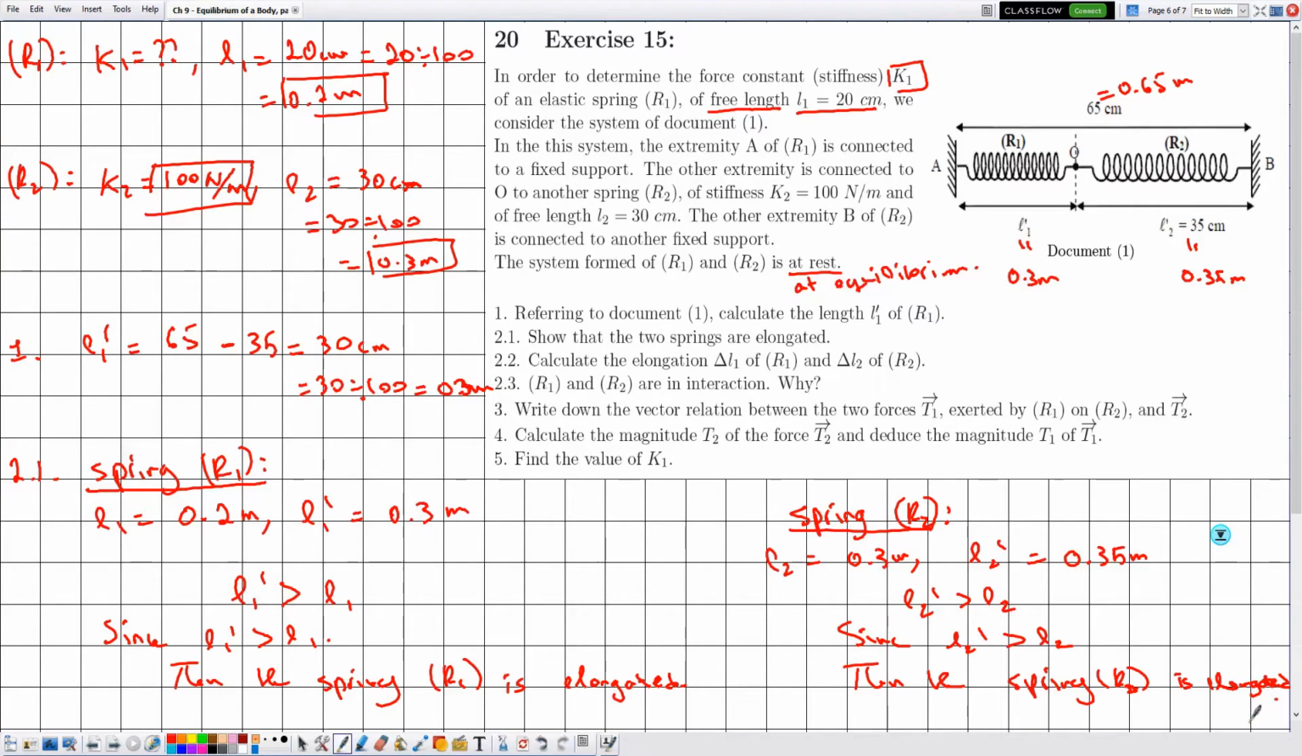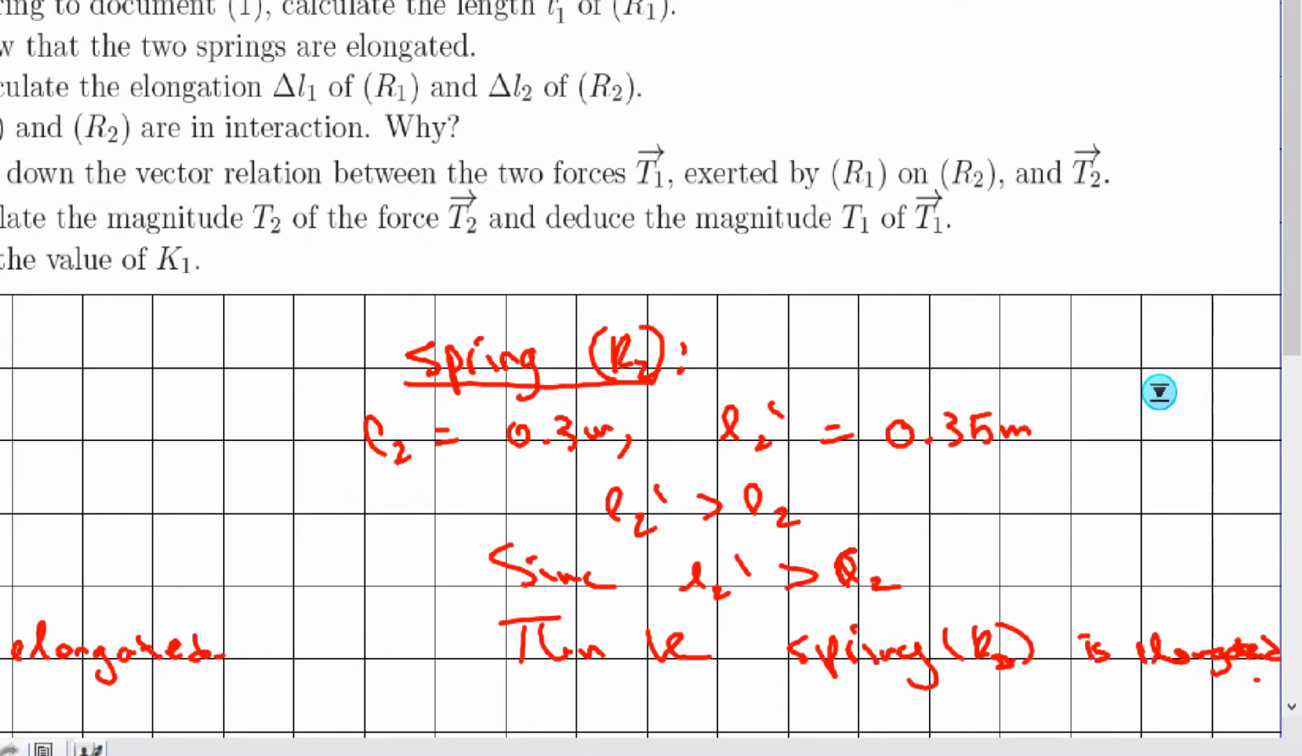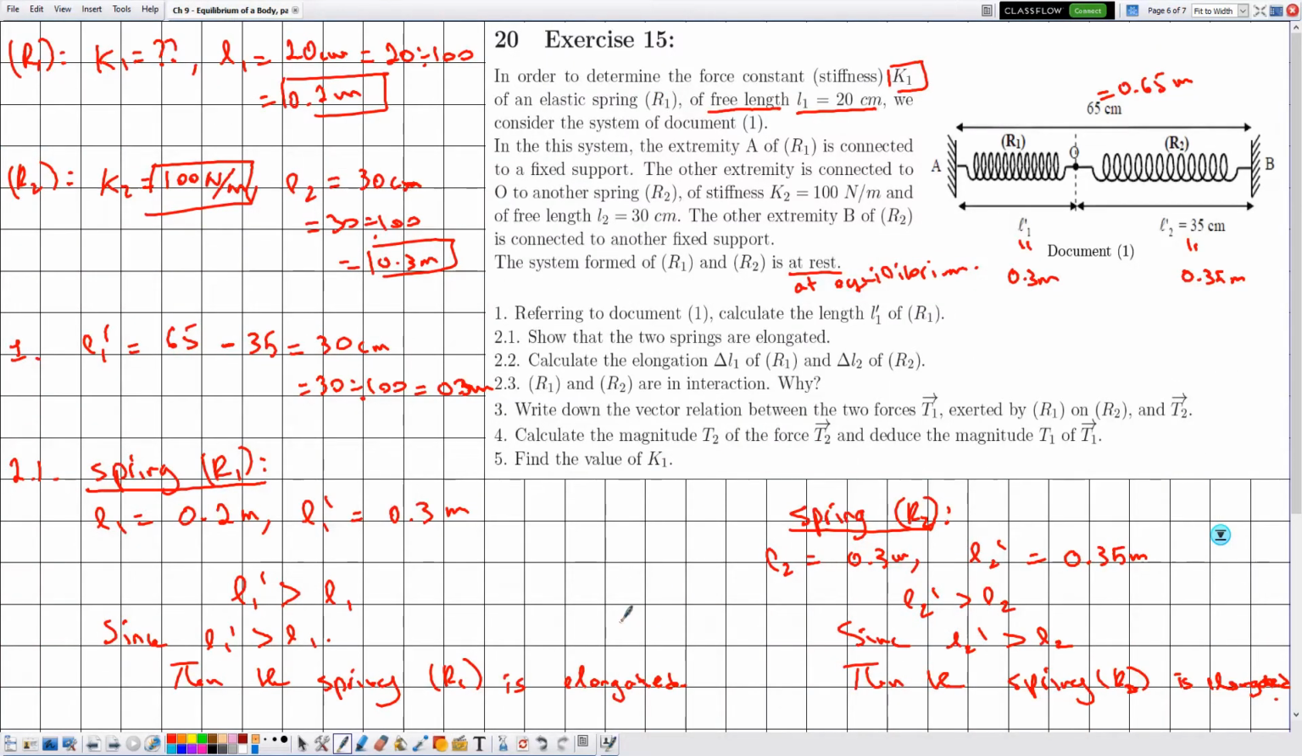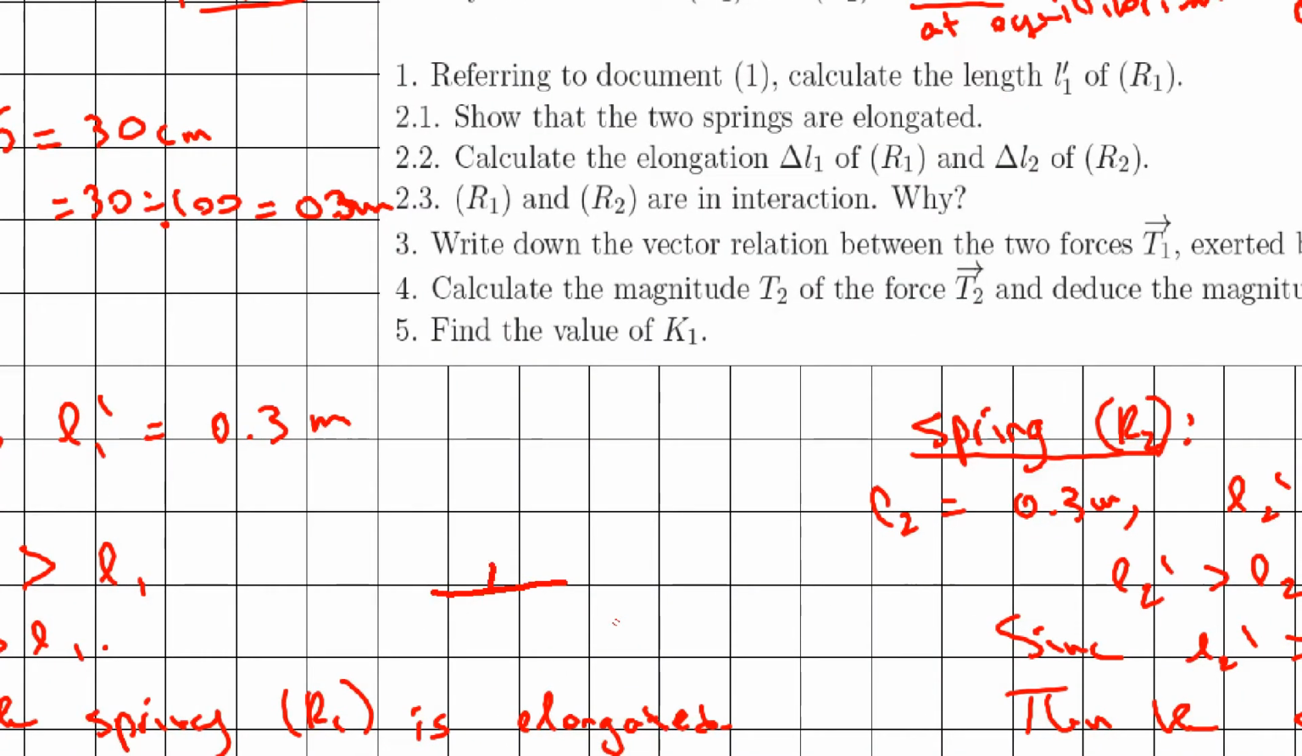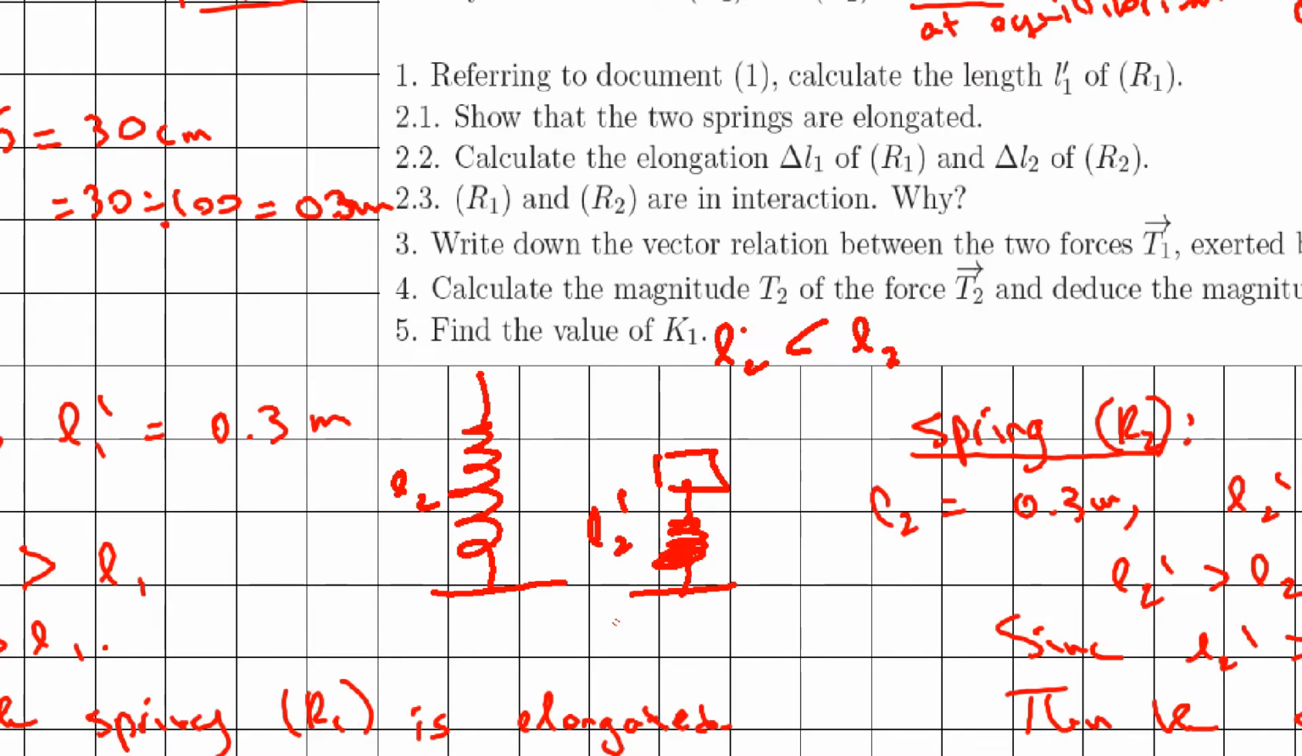Okay, so recall that if L2 is greater than L2 prime, the spring is compressed. So what is meant by compressed? The free length of the spring will be like this. By compressed, it means like this, as if a mass M is placed on the spring like this. So in this case, L2 prime and this is L2, so L2 prime will be less than L2, okay?